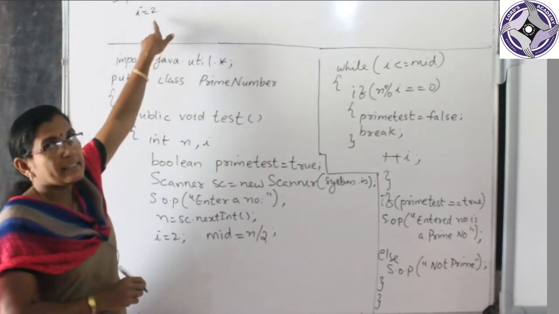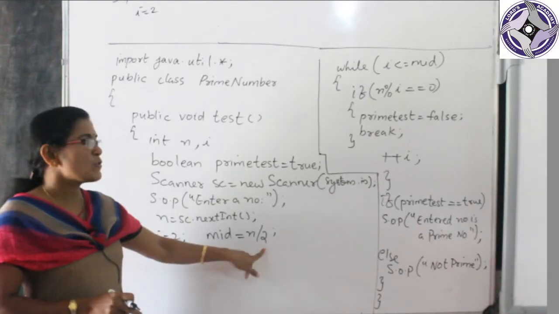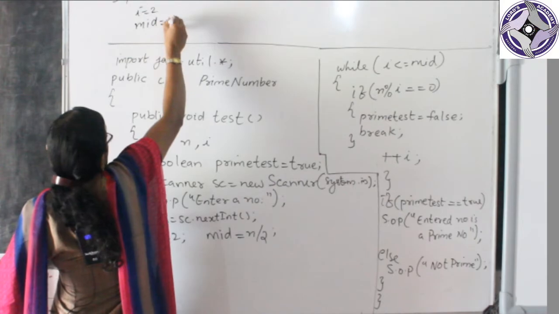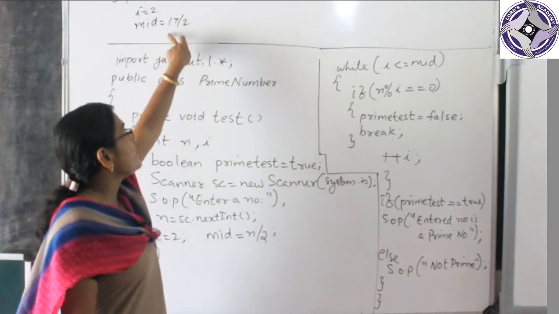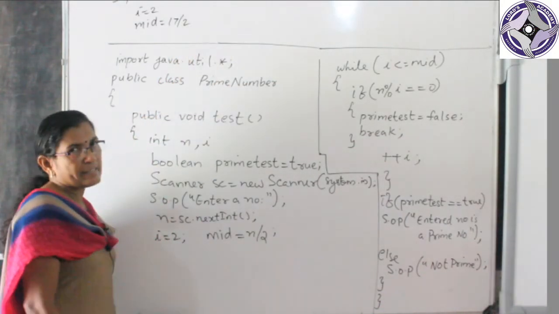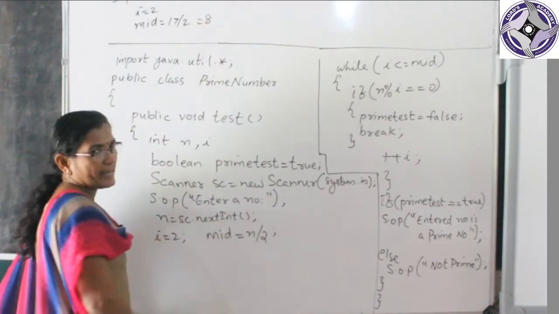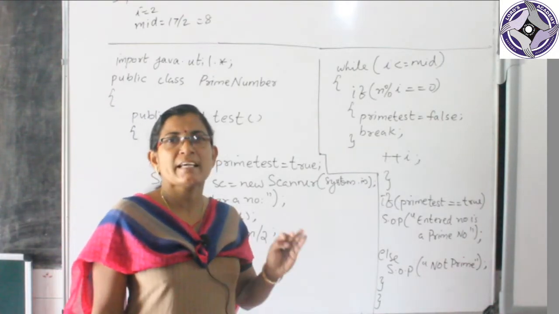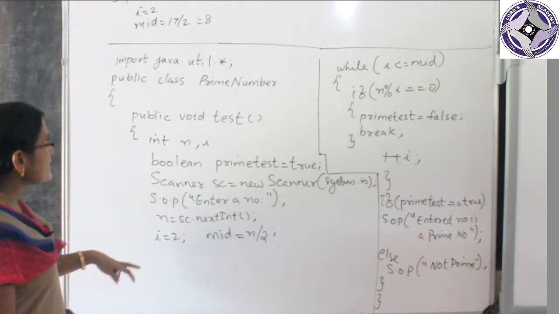We have to take all the numbers from 2 to the half of 17. Mid equal to 17 by 2. It's integer division. 17 is integer, 2 is integer. So, integer division. 17 by 2 is 8, isn't it? It's not 8.5. It's 8 because 17 is integer, 2 is also integer. Okay. So, mid is 8.